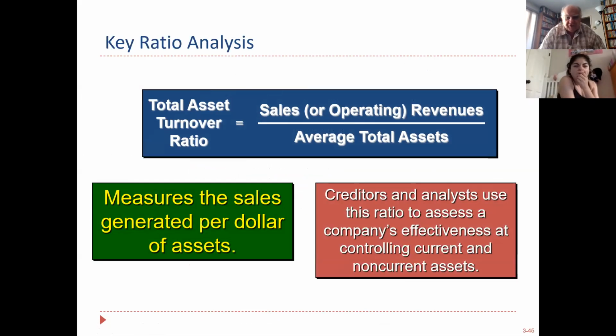Here's another ratio. Revenue divided by total average assets. These averages are the beginning balance plus the ending balance divided by 2. We'll go over this more in the next week or so.